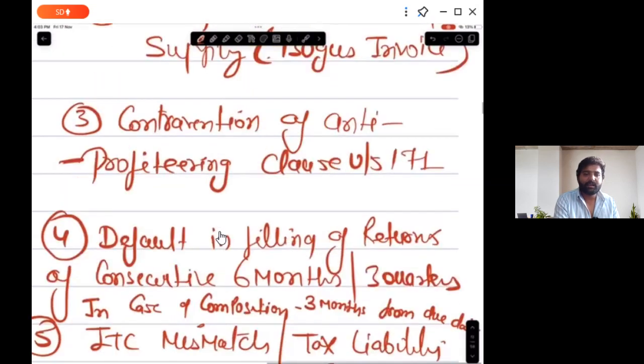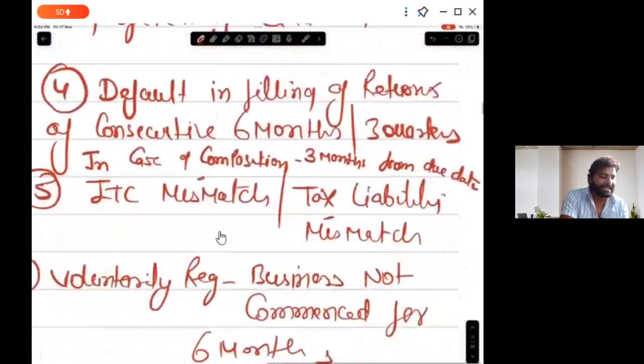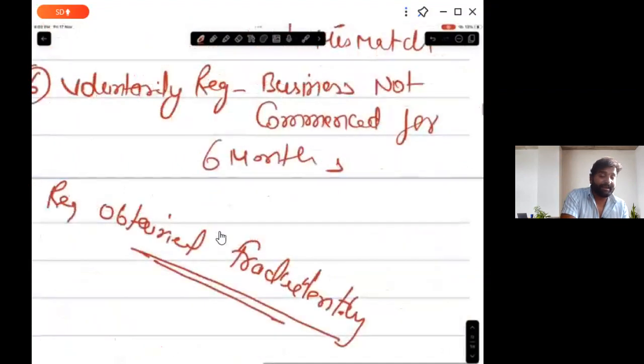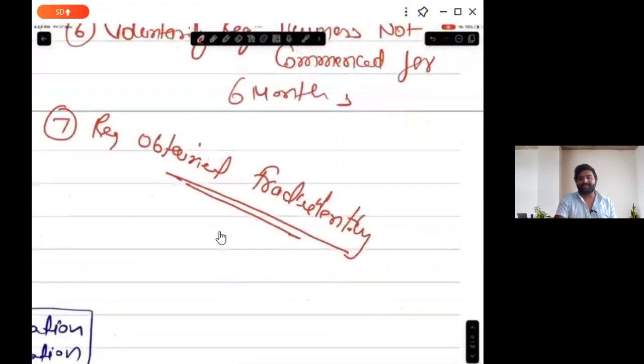Fourth is that I am not filing the returns on time, and I have not filed returns for 6 consecutive months, or I have not filed a return for 3 months from the due date in case of composition. In all these cases, the department has the right to cancel my GST number. And if I have fraudulently applied for registration, then the department has the right to cancel my GST. So this is the reason why the department can cancel my GST.